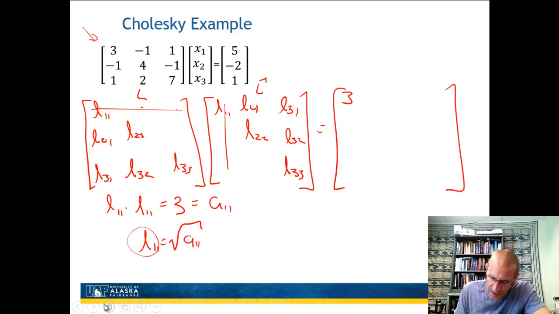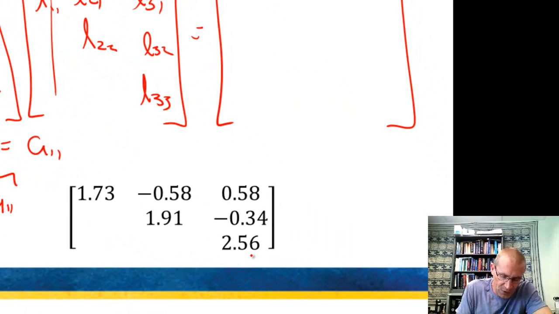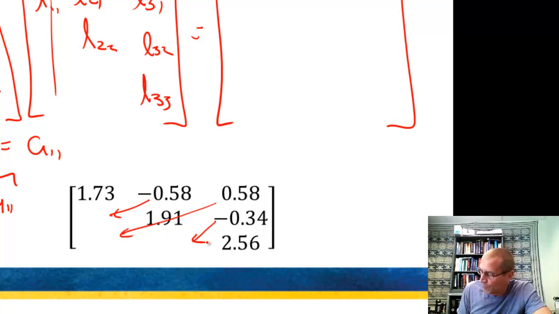So that's how you implement Cholesky decomposition. If you do it on this matrix right over here, and you want to do it yourself and verify, you end up with this matrix here. Remember, this is symmetric, so those elements are going to be going right over there.